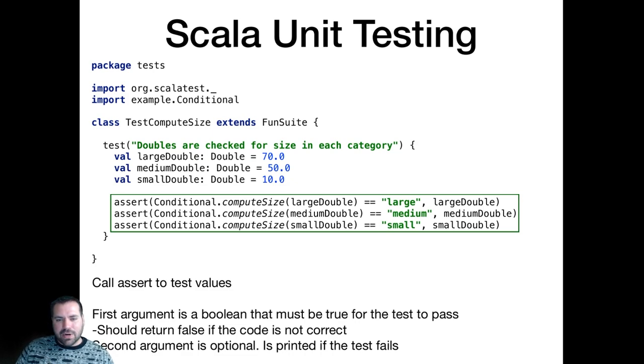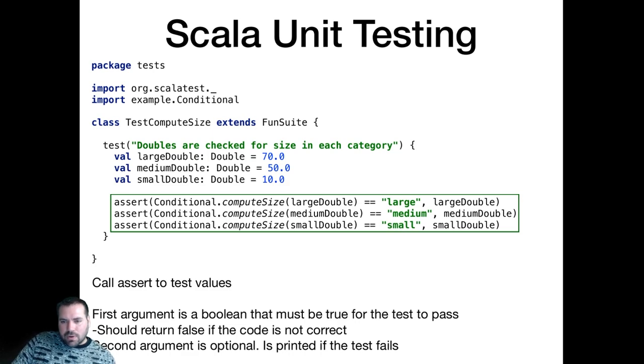So that part of our test case passed, and our code is looking good. If all of our asserts have a true as their Boolean expression, if all of these are true, then when I call my method computeSize on the large double, which is 70, I expect that to return large. On the medium double, I expect that to return medium. On the small double, I expect that to return small.